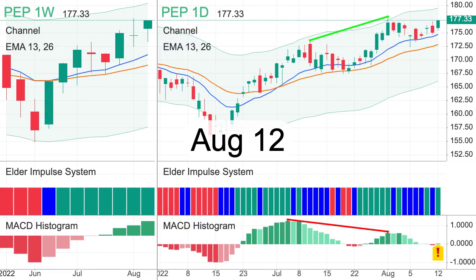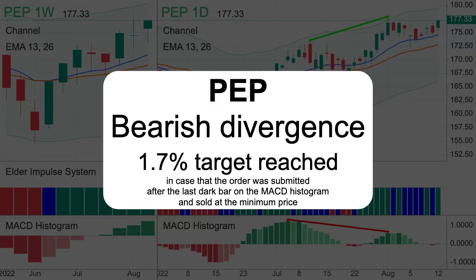MACD histogram crossed the zero line. 1.7% target reached.